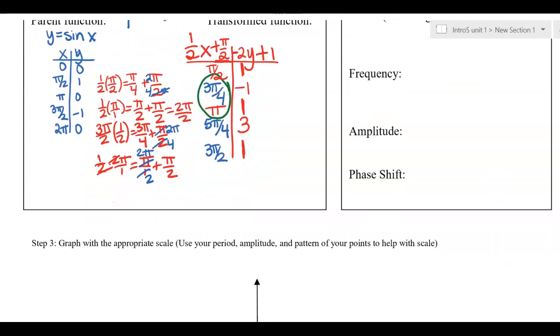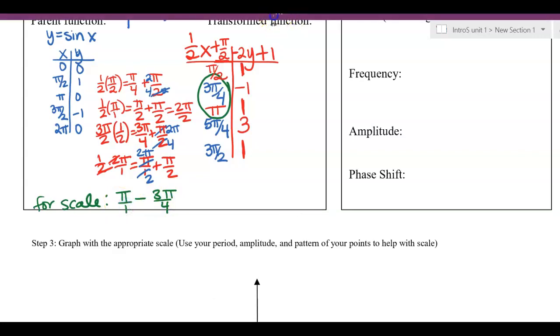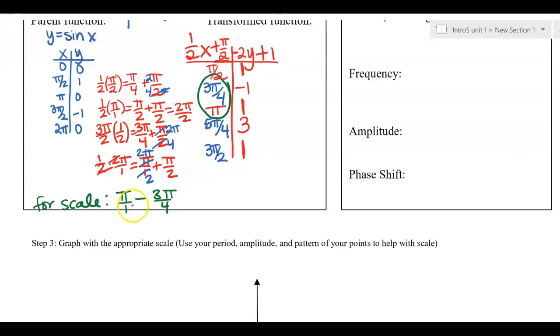So for my scale, I'm going to take pi and subtract 3 pi over 4 and figure out how far apart those are. Some of you don't really have to do the subtraction, but some of us do. I would need a common denominator to do the subtraction. So that would be 4 pi over 4 minus 3 pi over 4, which gives me 1 pi over 4.